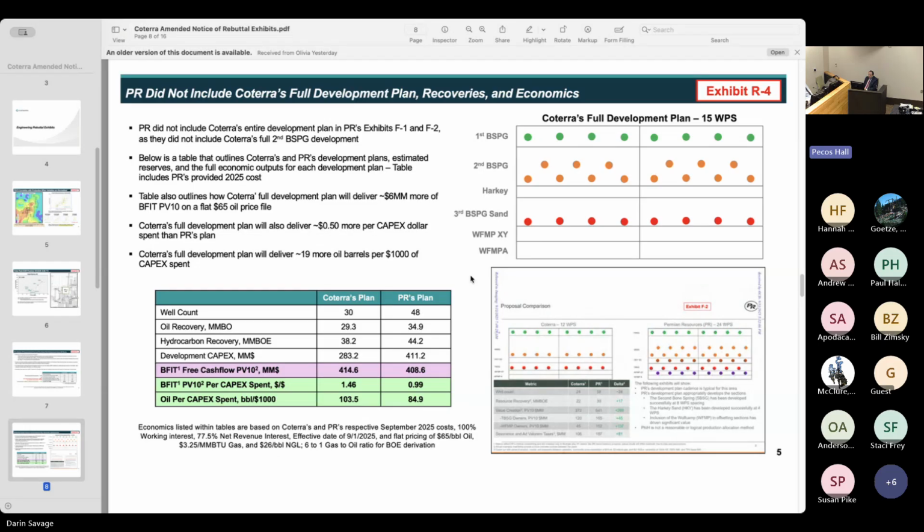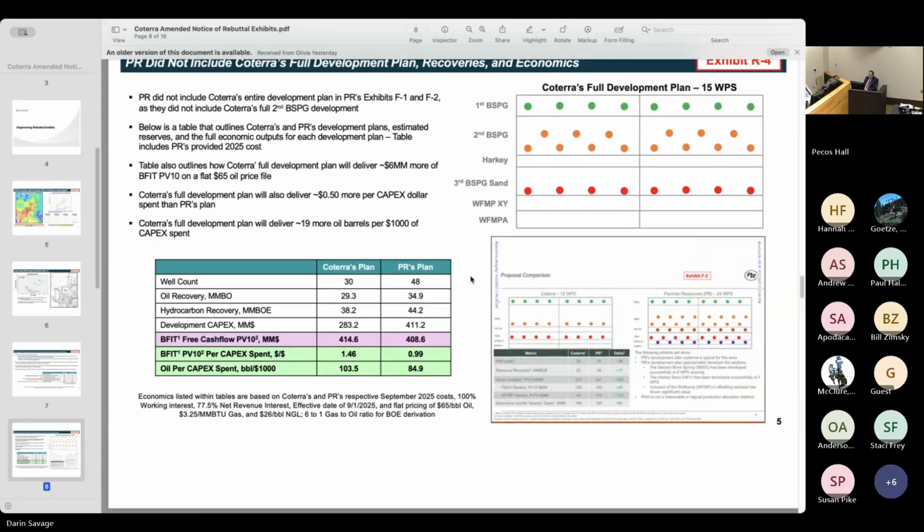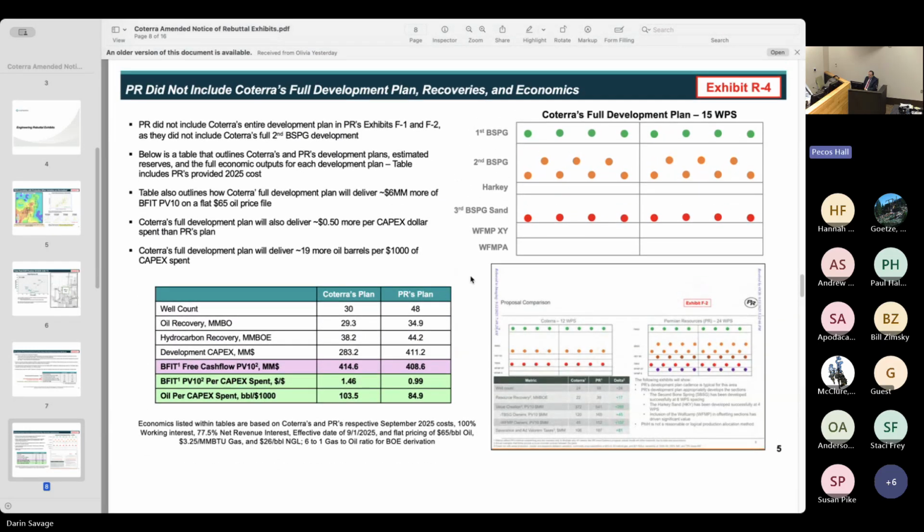Anything else on this slide you'd like to discuss? The only other thing I would add, and this goes to the timing element, was Coterra's landman testified that Coterra could only drill 10 wells as of today. And she's basing that on her specialty as a landman, and that would be the permits Coterra would have to be able to drill today.